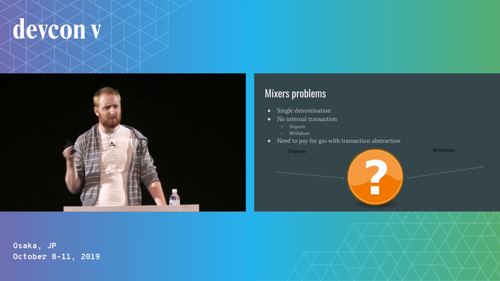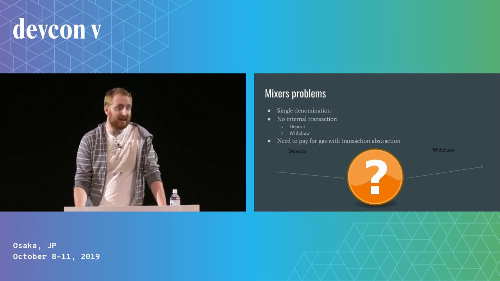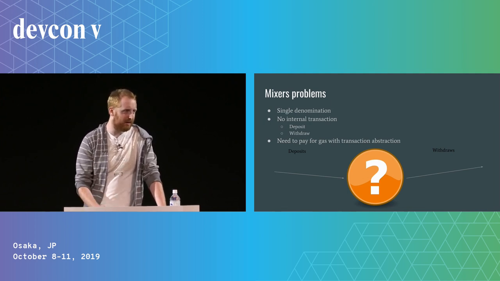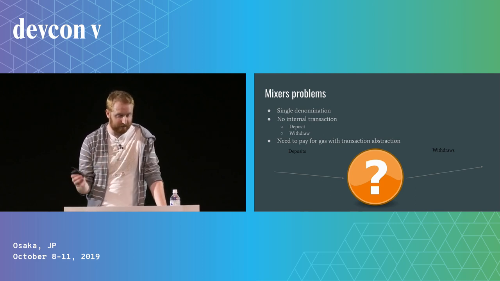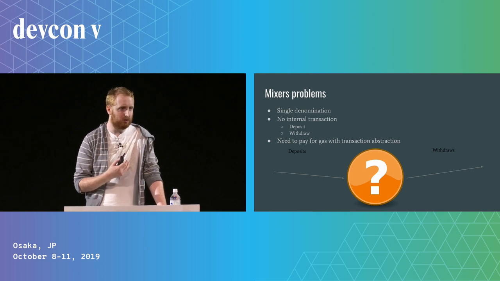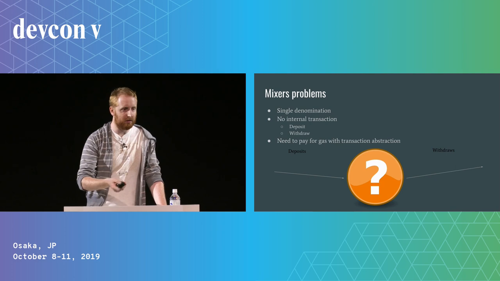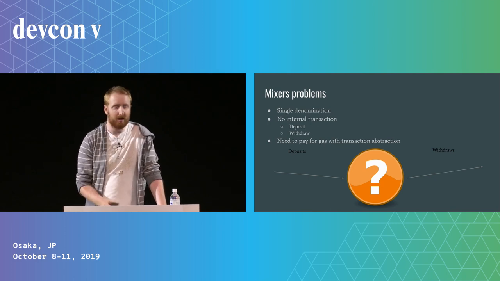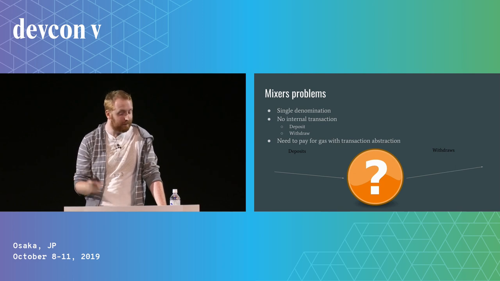So what are the problems with this? One of the problems is that there's a single denomination. You deposit one ether and you withdraw one ether, and there's no way to do internal transactions. For example, if you want to send some money to your friend, you have to deposit the money into the mixer, withdraw it, and then send it to your friend, which is annoying, especially because only a single denomination is allowed. So you can only ever send your friend 0.1 ether or less than 0.1 ether, which is a little bit annoying.